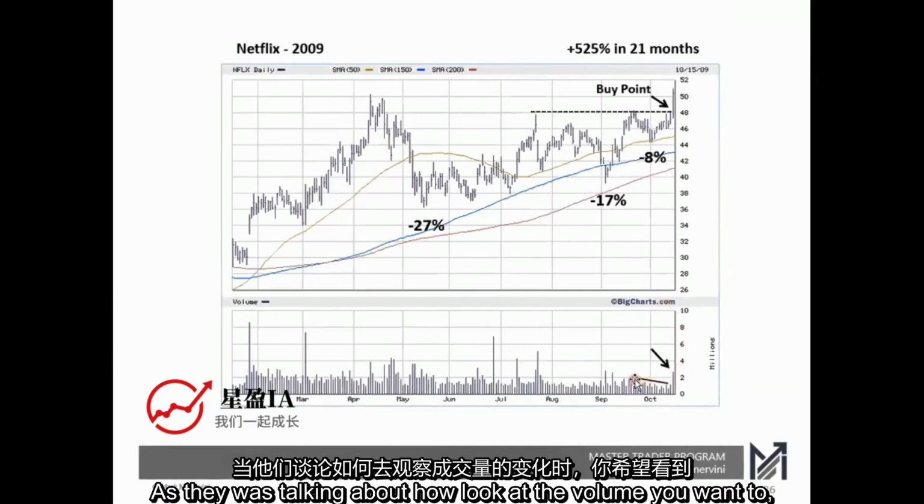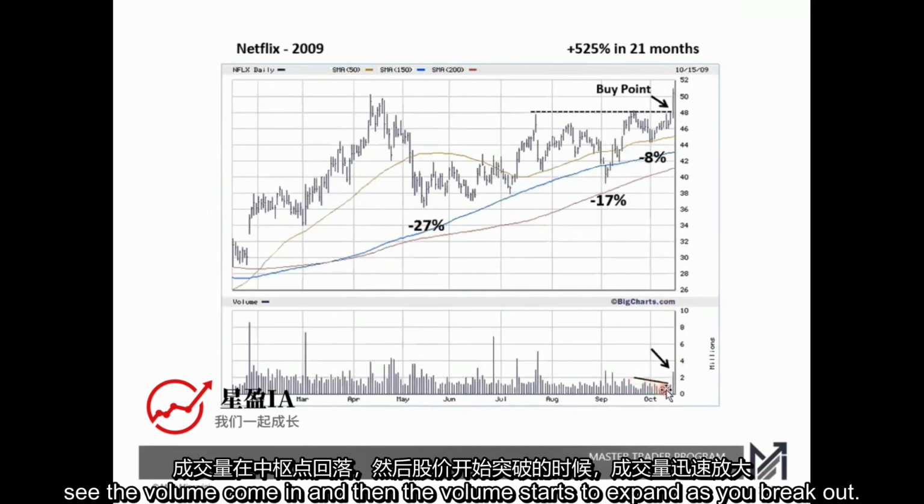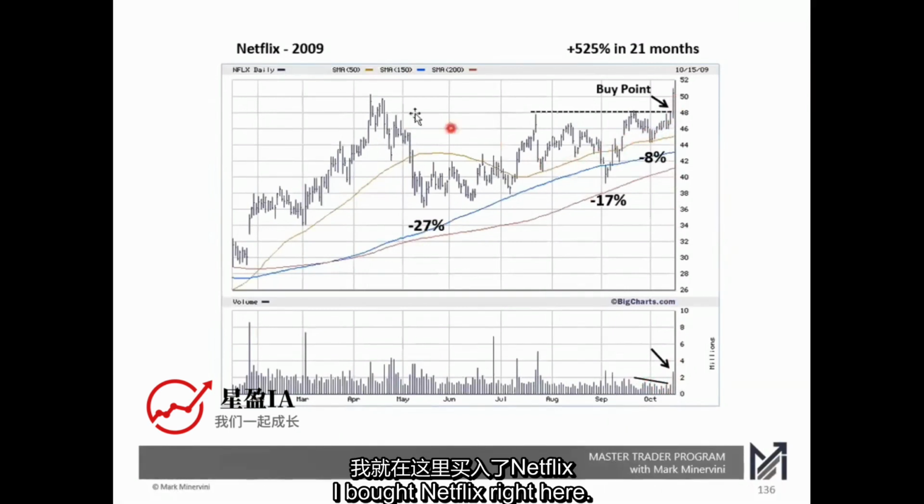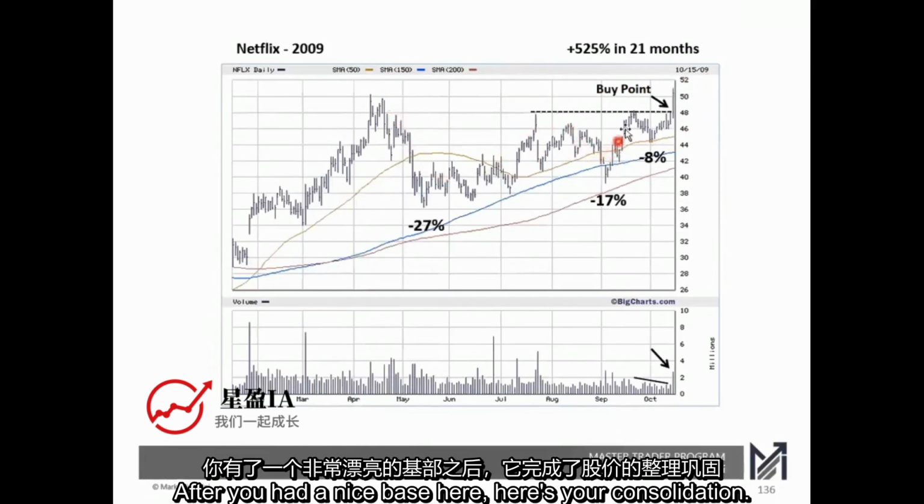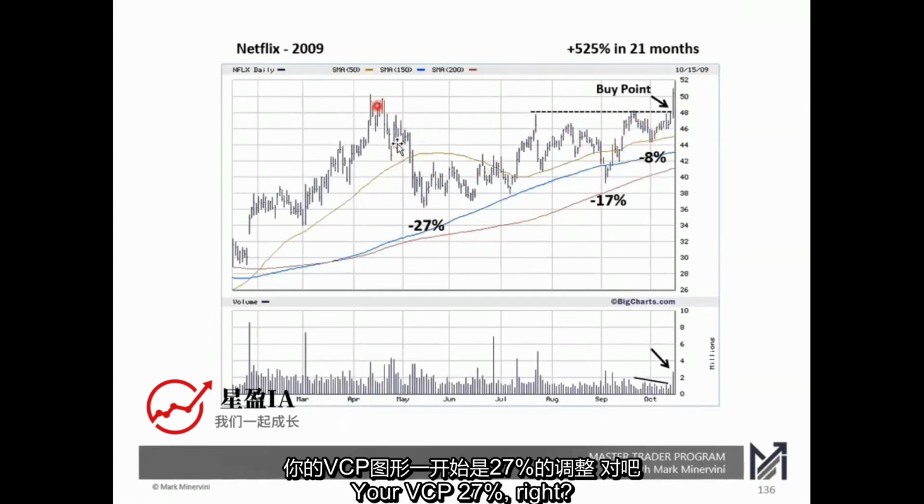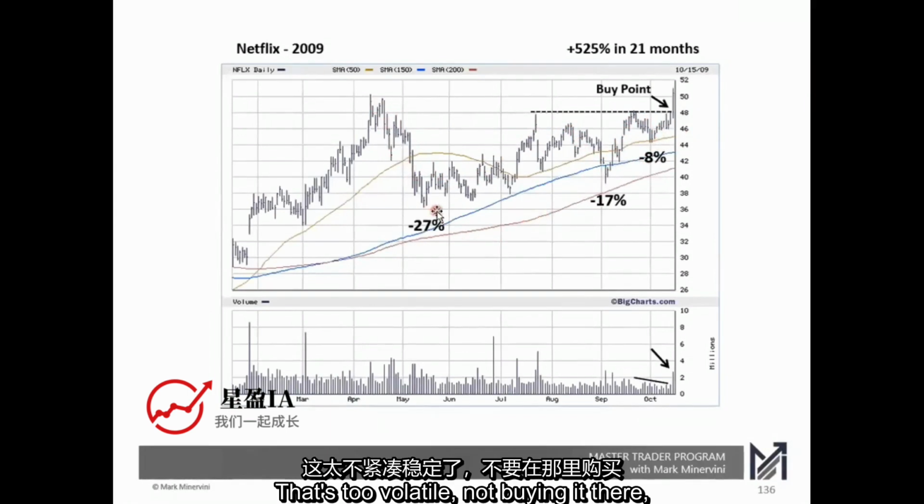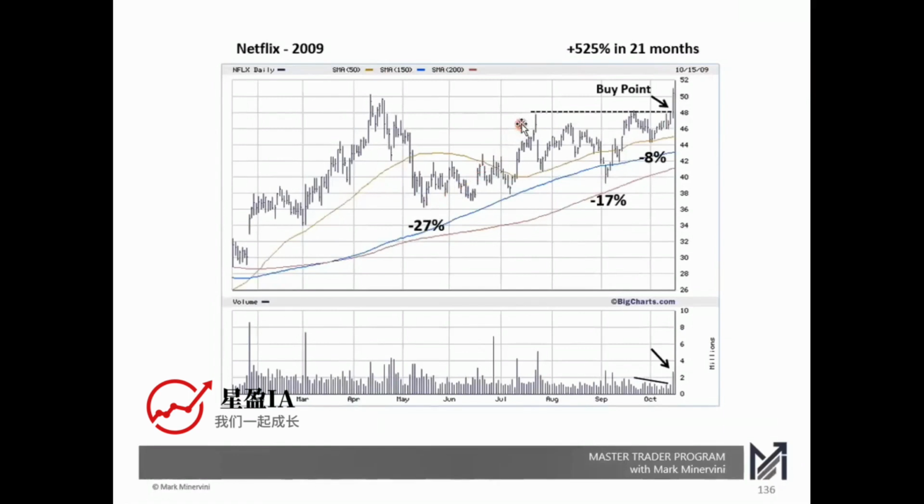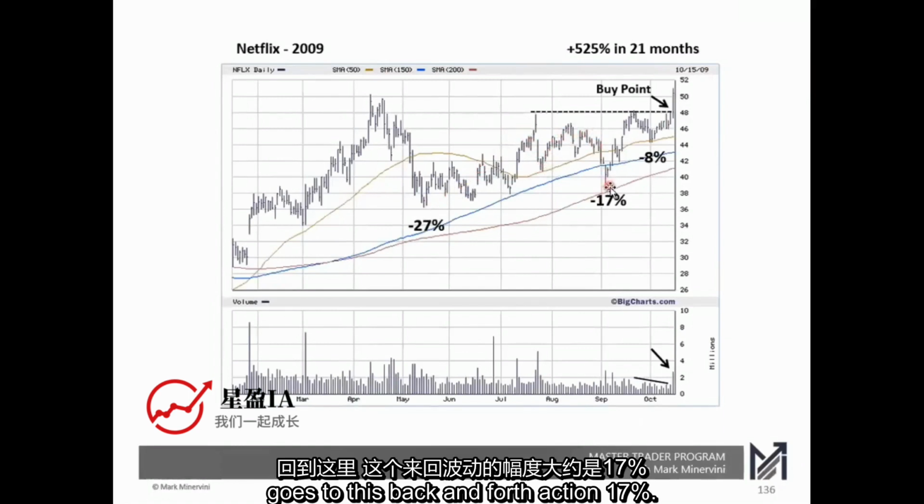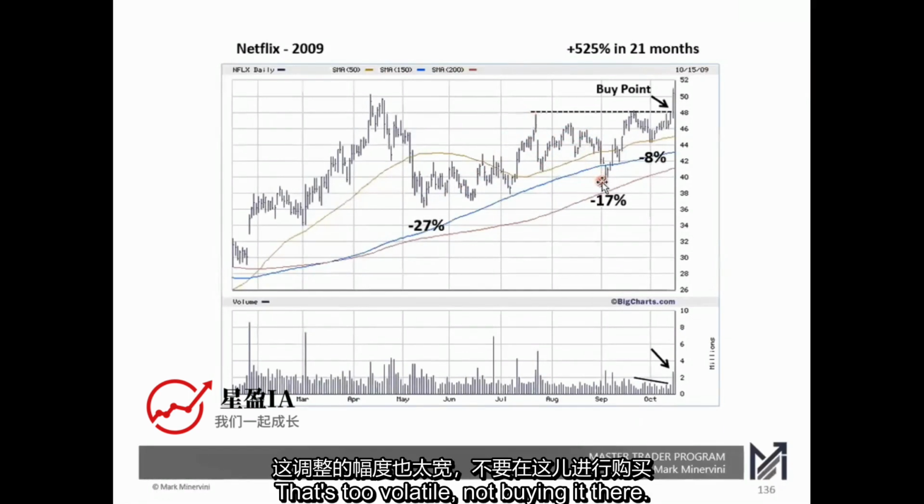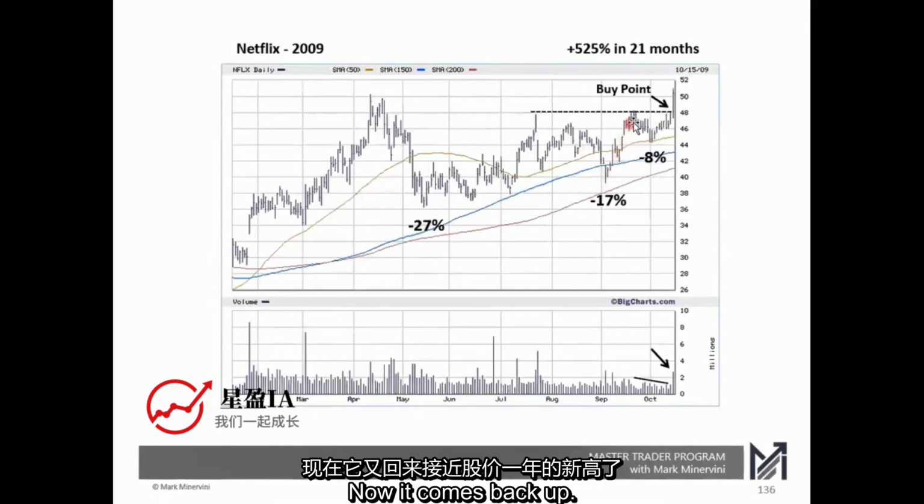So as Dave was talking about, look at the volume. You want to see the volume come in and then the volume starts to expand as you break out. I bought Netflix right here. This is in October of 2009. After you had a nice base here, here's your consolidation, your VCP, 27%, right? That's too volatile, not buying it there. Goes to this back and forth action, 17%. That's too volatile, not buying it there. Now it comes back up.